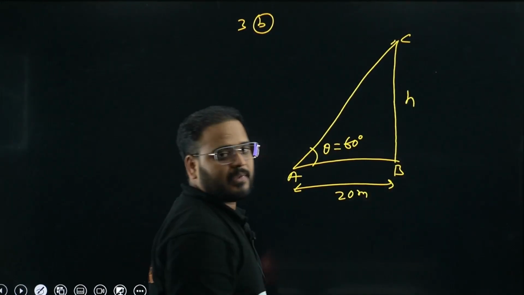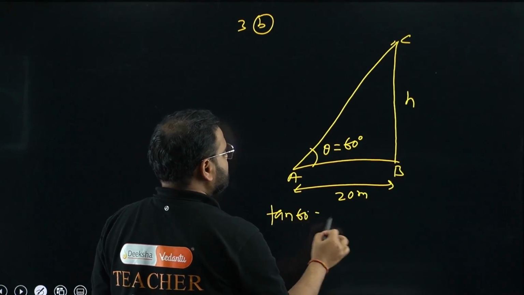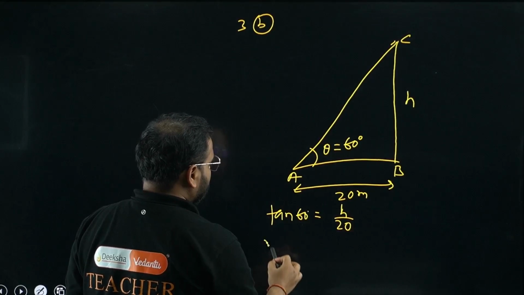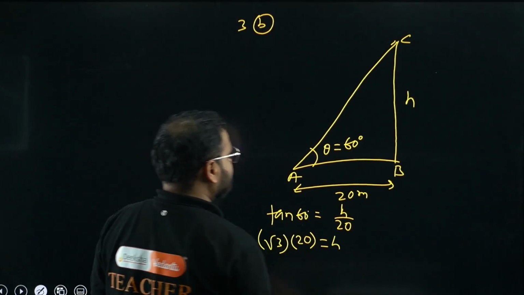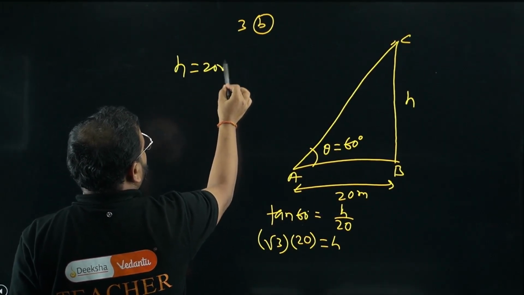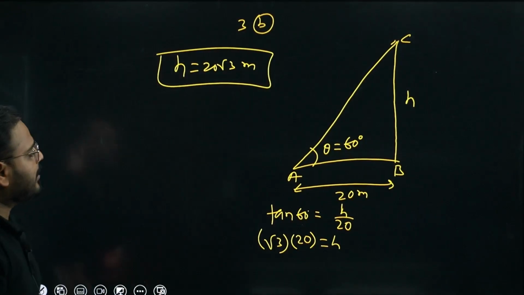Let's call it h. Can we do that? Of course. Apply this: tan 60 degrees equals what, sir? h by 20. Cross multiply. Tan 60 is how much, sir? Root 3 times 20 equals h. What's the answer then? The answer is 20 root 3 meters. For 3B, the answer is 20 root 3 meters.